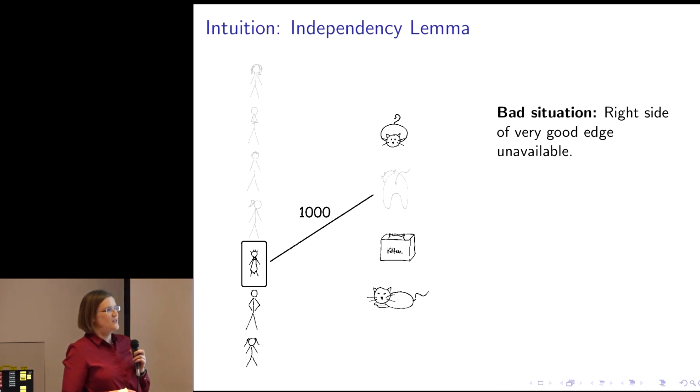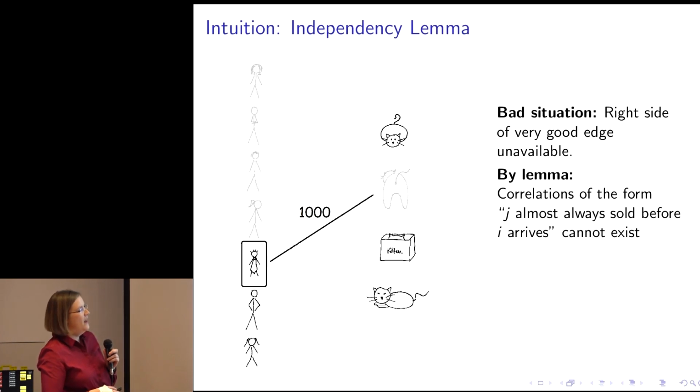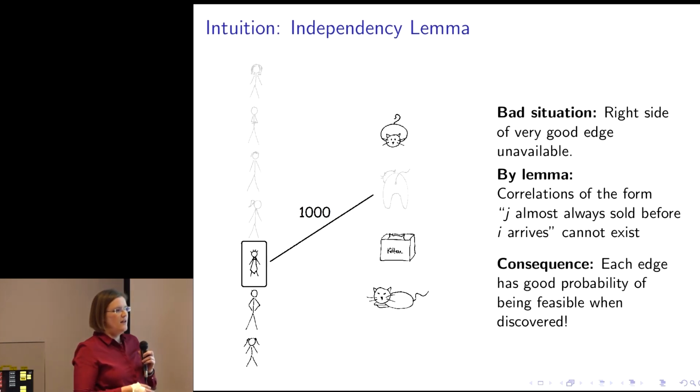So as a first intuition, let's look at this situation. We have this guy, Thai guy, he loves this cat. But of course, when he comes, this cat might be gone. So he might just have this unlucky situation all the time. But the lemma kind of forbids it. It says that correlations of this form, where this item is almost always sold before he arrives, they cannot exist because it's independent, which means, in turn, there will be a good probability that when he comes, this item will still be there and we can assign it.